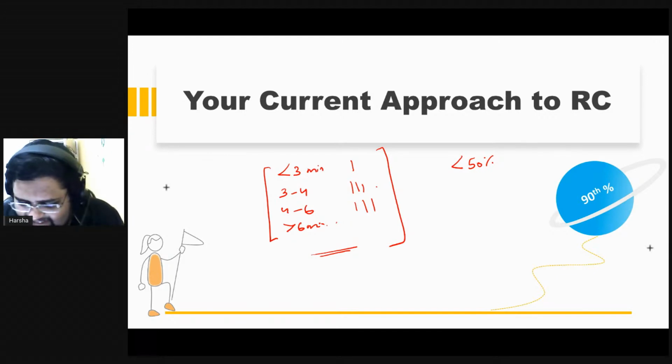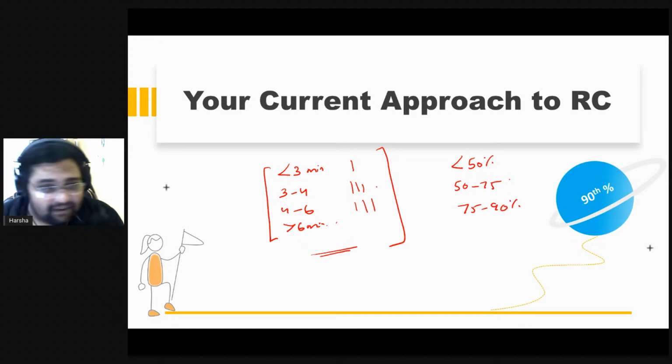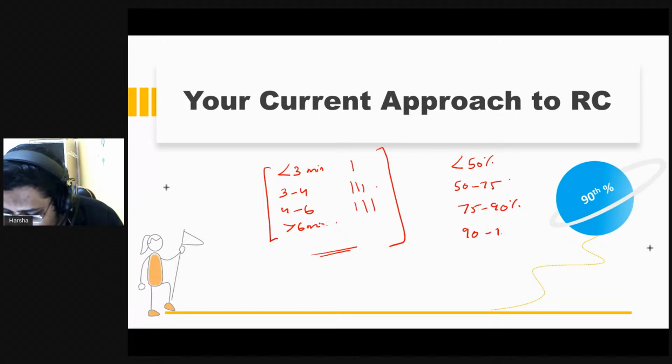In your understanding, is your understanding less than 50% once you are done reading the passage? Or is it 50 to 75%? Or 75 to 90%? Or are you one of those RC Zen masters who have 90 to 100% understanding? Where do you fit in?